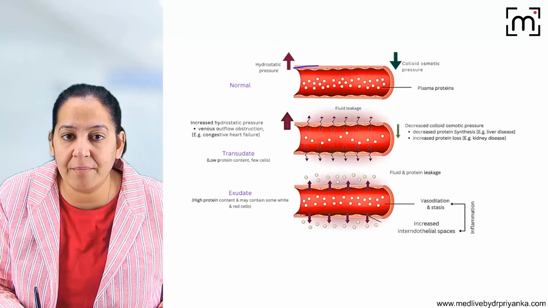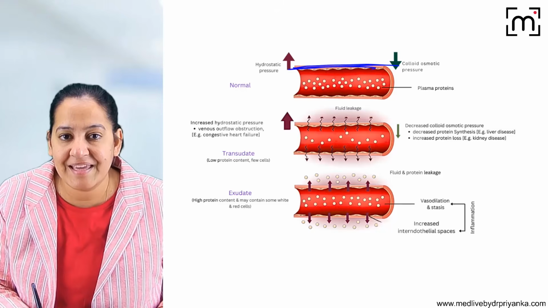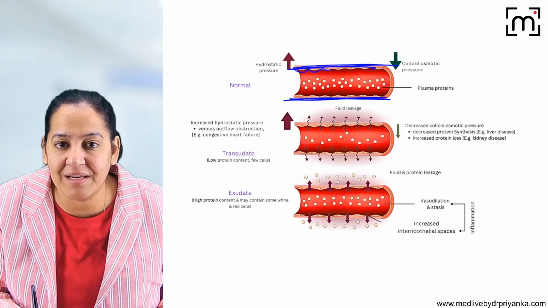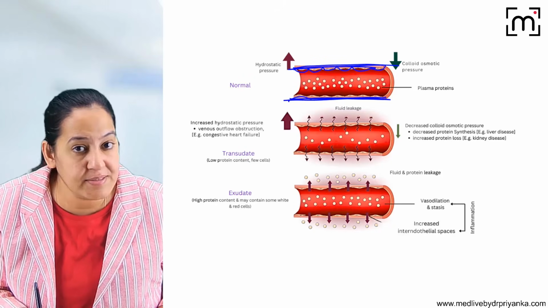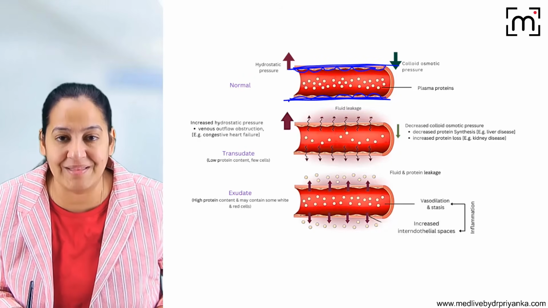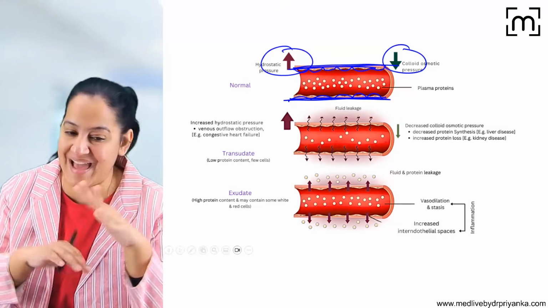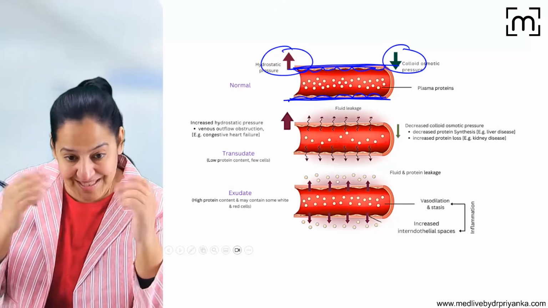So see the first diagram. This is a capillary. See the capillary, beautiful diagram. See the lining of the capillary, the endothelial lining. It's continuous. There is no gap in that. And you see the 2 pressures. Outward is equal to inward. Both of them cancel each other. Now see the next diagram.